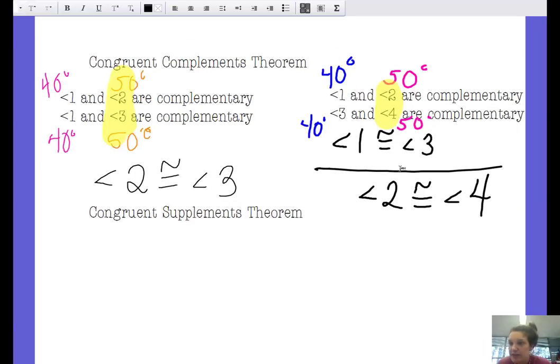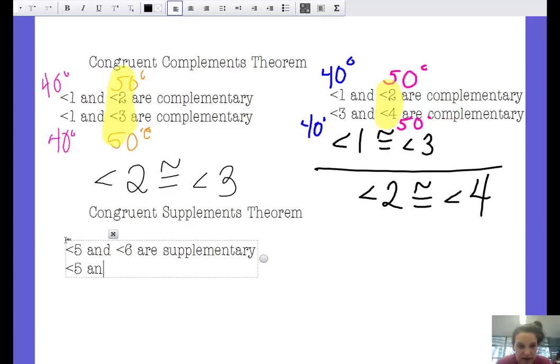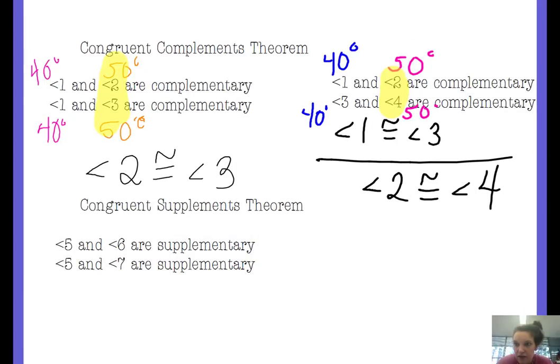So the congruent supplements theorem is the exact same concept. It's just that they're supplementary instead of complementary. So for example, if I said angle 5 and angle 6 are supplementary, angle 5 and angle 7 are supplementary, then by the congruent supplements theorem, I can say that angle 6 and angle 7 have to be congruent.